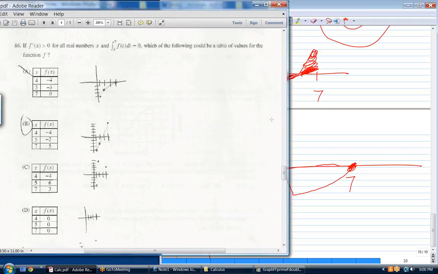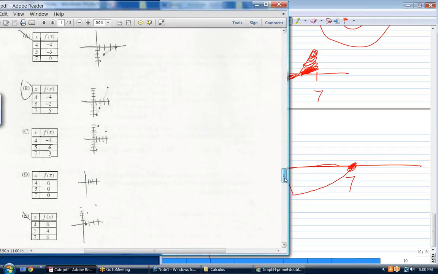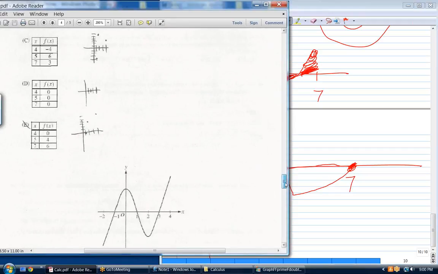All right. Oh, I didn't look at E. But notice E goes 0, 4, 6, which is above the x-axis the whole way. If it's always increasing, that's going to be a positive area. Mm-hmm. Okay.